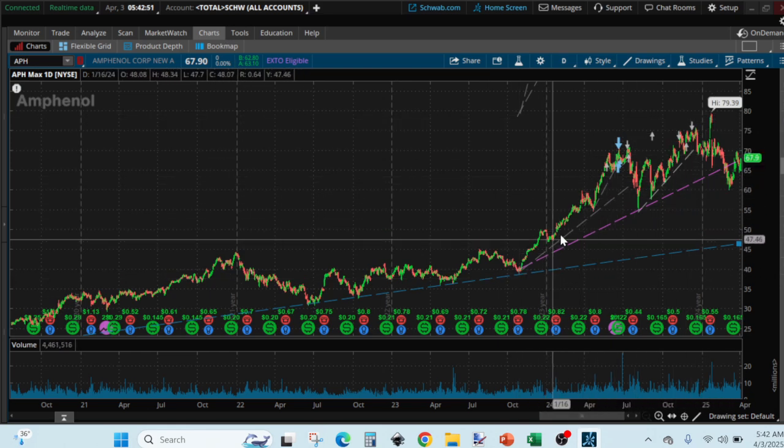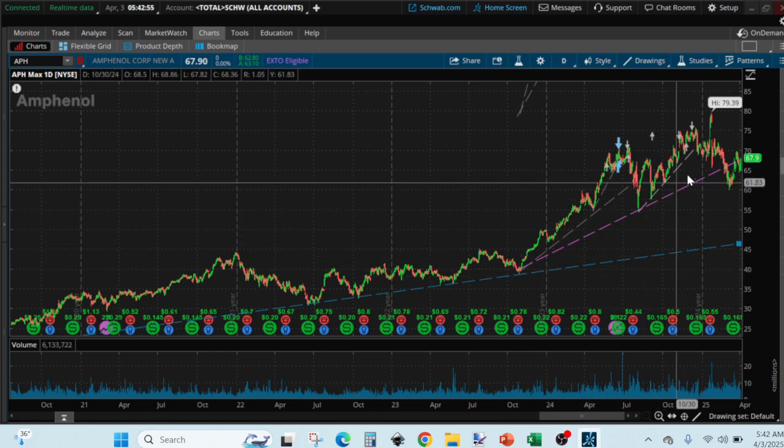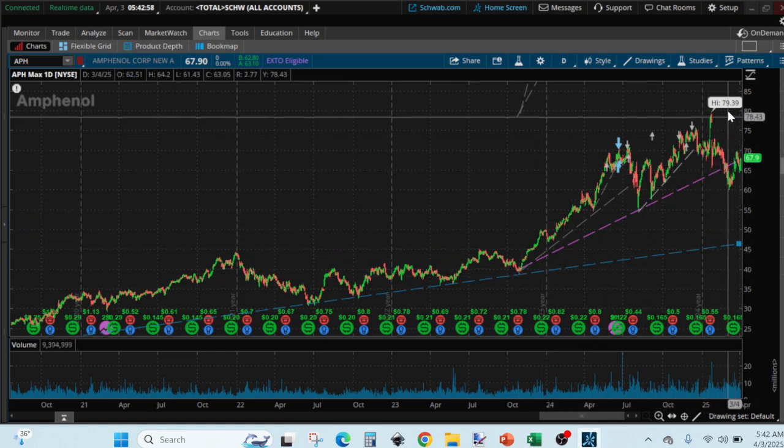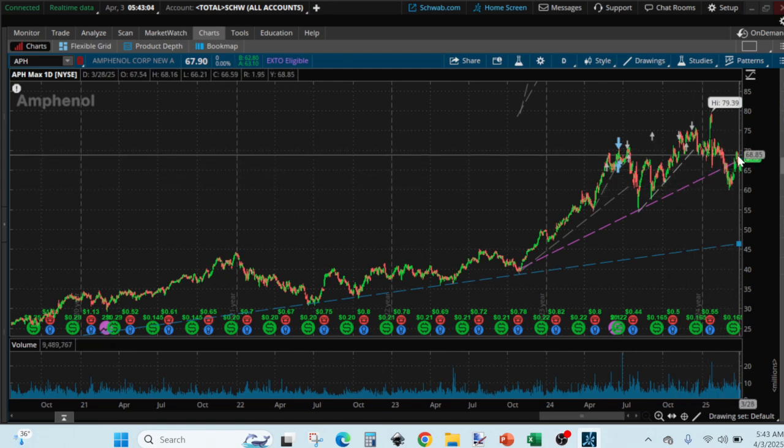But because it has been on this journey for a while now, we don't know when it is going to be done reaching the peak and decide to pull back. Therefore, I'm a little bit hesitant about anything around this trend line.